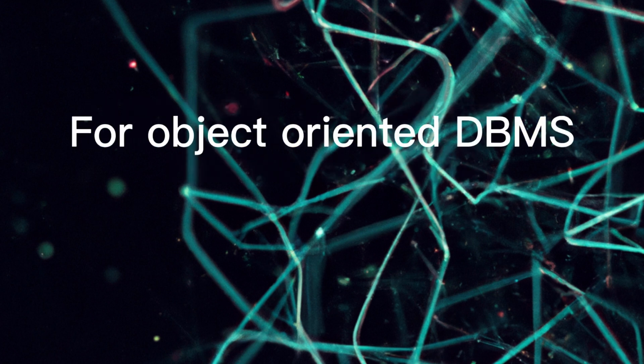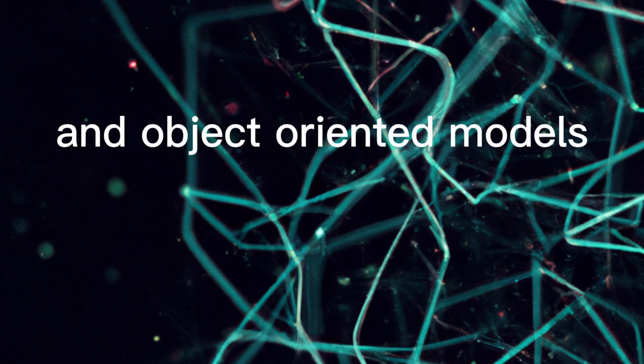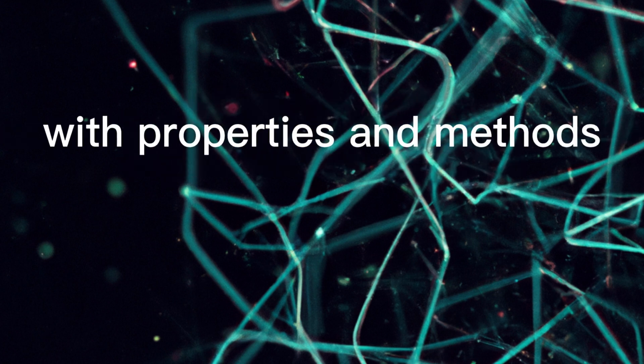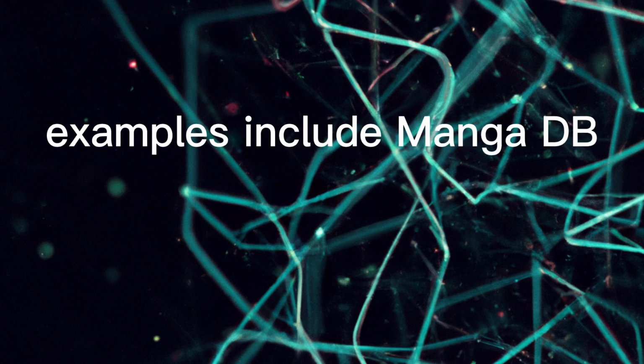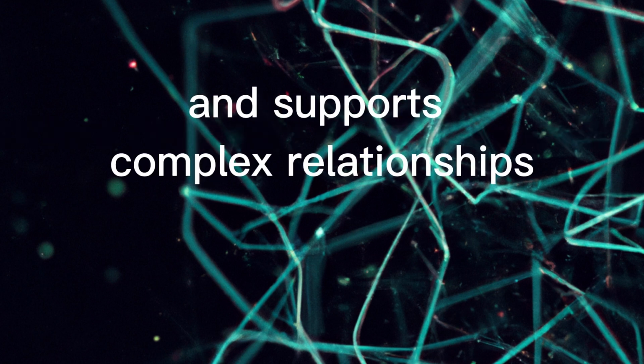4. Object-oriented DBMS. Object-oriented DBMS store data in object-oriented models, where data is organized as objects with properties and methods. Examples include MongoDB, OrientDB, and ObjectDB. Suitable for storing complex objects and hierarchical data. Offers flexibility in data modeling and supports complex relationships.